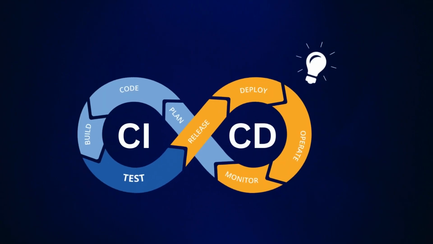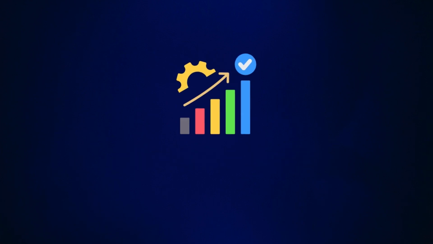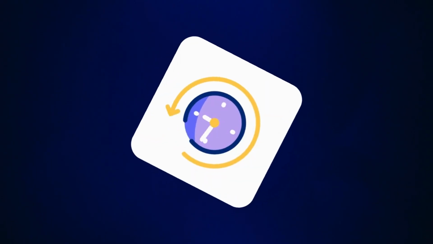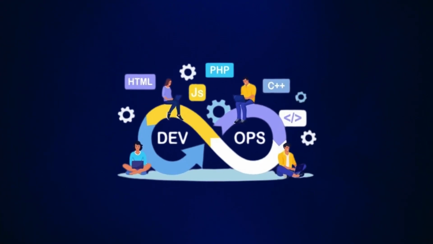But today, we are taking it one step further. What if your pipeline could think for itself? Imagine your system not only deploying code, but also reviewing it, identifying bugs, and optimizing performance, all before it goes live. And what if AI could watch your application 24/7 and alert you about issues before your users even notice? That's the future of DevOps, and it's already here.